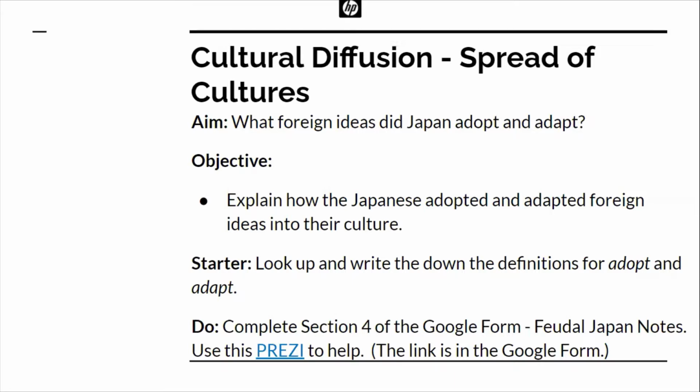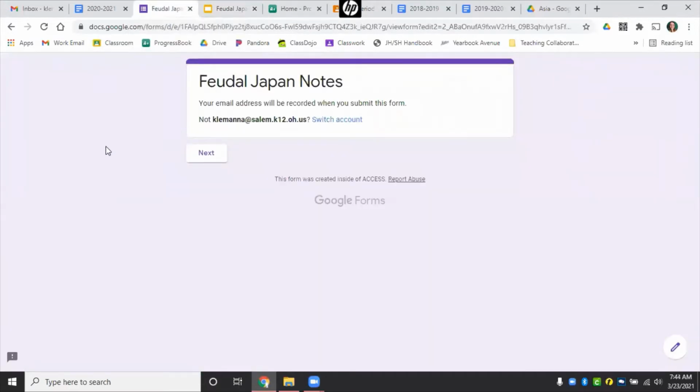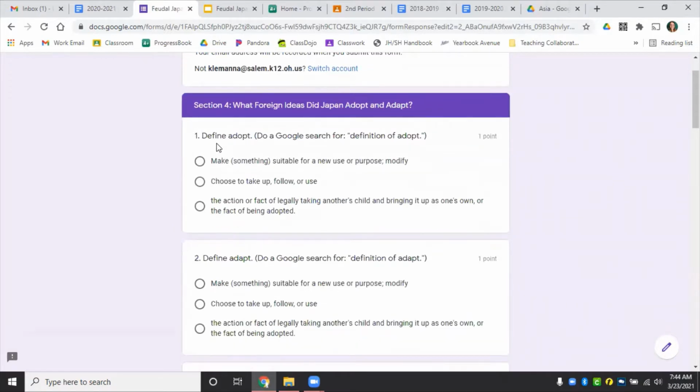So we're going to start by going to that Google form, and we're going to look up the definitions of both adopted and adapted. Okay, so go ahead and open up your Google form. Right, so section 4, the very first question, define adopt. Here's what I want you to do. I want you to type in Google definition of adopt.